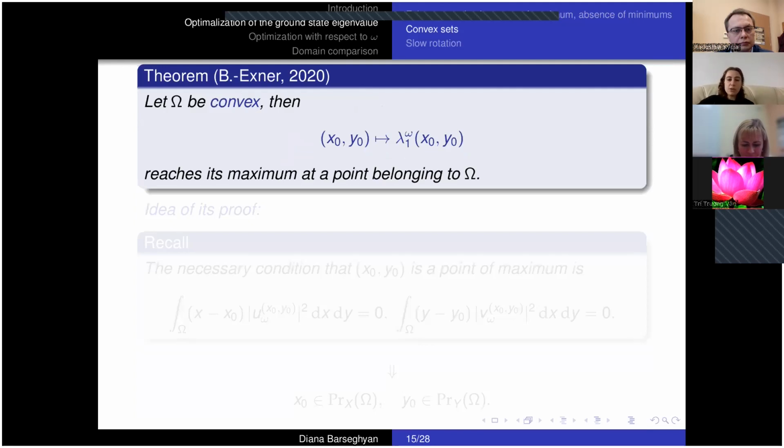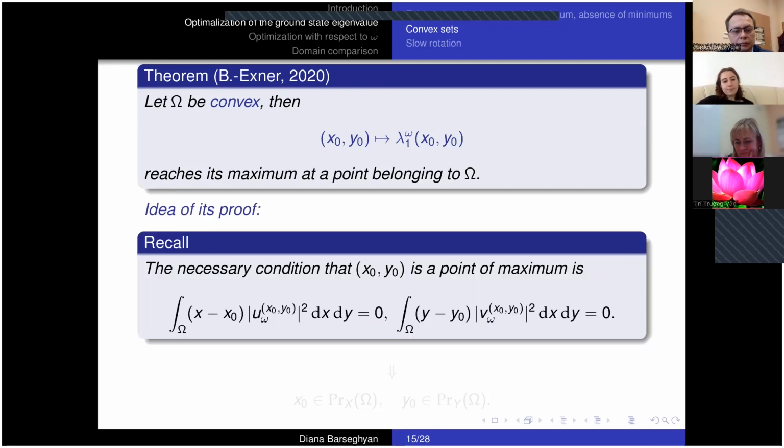So this is the first part of the question. Now the questions connected with the position of x0, y0, where this eigenvalue attains its maximum. In general, it's very difficult to answer this question, but in some specific cases, at least if omega is a convex domain, you can say more about the position of the point of maximum. So we prove that if omega is a convex set, then this mapping reaches its maximum at a point which belongs to omega. Because in general, you are not able to say that it should always belong to omega.